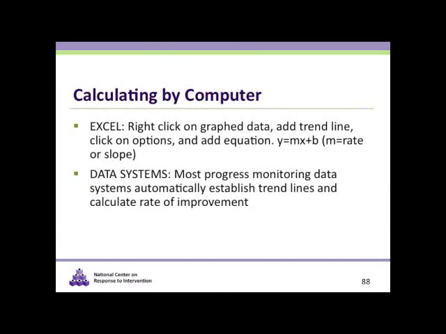While we have discussed how to graph student progress and how to calculate rates of improvement by hand, we recognize that many times computers are used to help calculate and track student progress. Both published data systems and computer applications such as Excel can be helpful. Using Excel, you can right-click on graph data, add the trend line, click on options, and add the equation. In data systems, most progress monitoring data systems automatically establish trend lines and calculate rates of improvement.